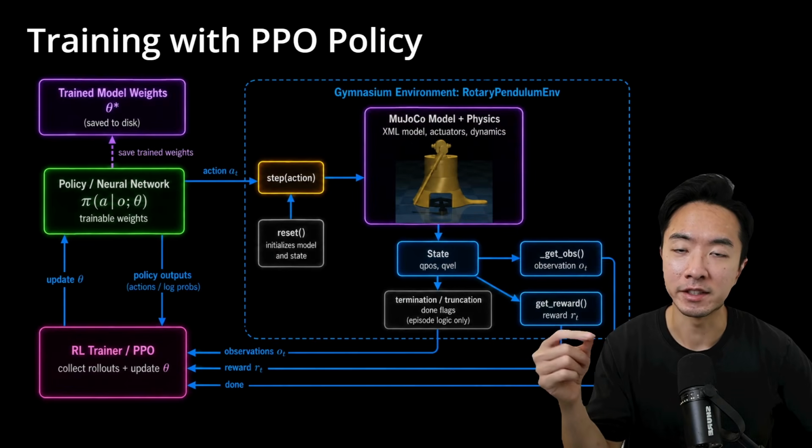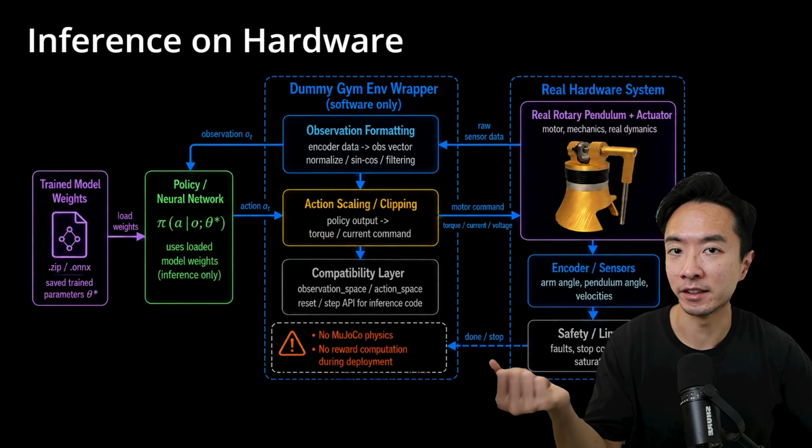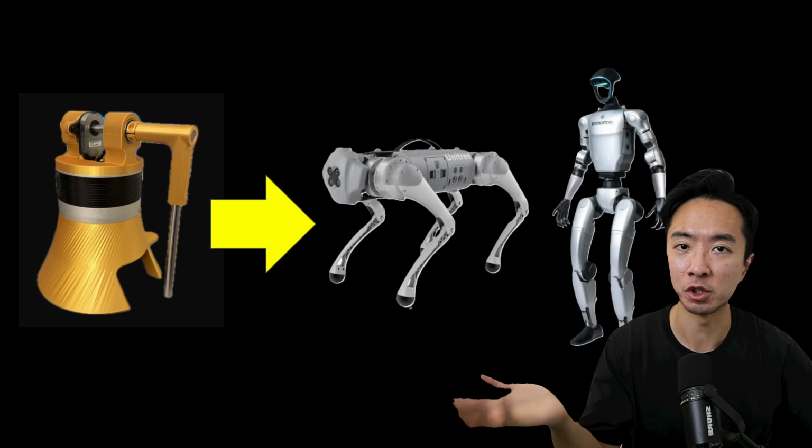By the end, you should understand all the terminologies and how they're connected to each other. And even though I'll be explaining with a simple system like the rotary inverted pendulum, these same concepts can expand to more complicated systems like quadruped robots and humanoid robots.